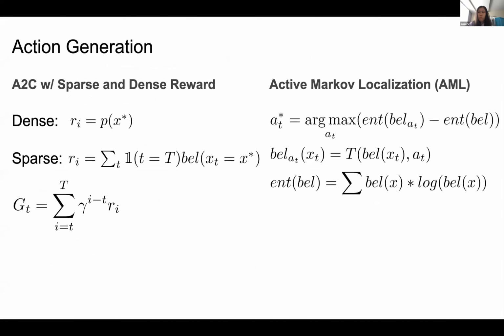Lastly, for the planning module, we compare DRL with both dense and sparse rewards, as well as the classic active Markov localization method. For the reward in DRL, we use the estimated belief at the true pose. The difference between the sparse and dense ones is that, instead of summing up the reward at each time step, the sparse one only counts the belief at the end of the episode. For AML, the robot virtually goes one step ahead along each of the possible actions and then selects the one with the largest reward, which is simply the decrease in entropy.